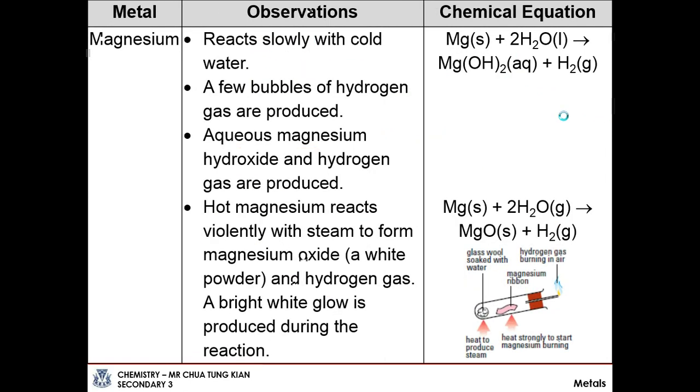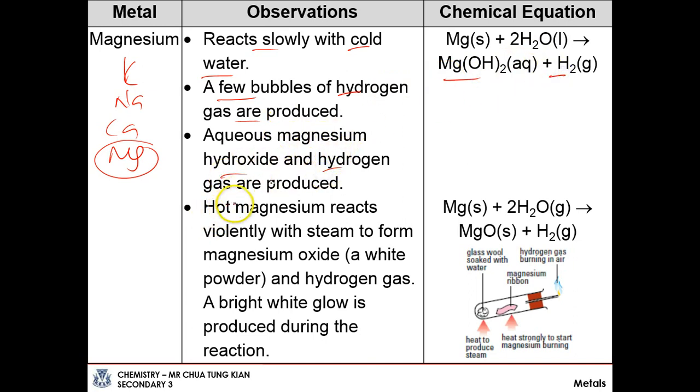Magnesium reacts slowly with cold water. Notice from readily it is now slowly. We are going down the series now: potassium, sodium, calcium, magnesium. So magnesium is one below calcium. Only a few bubbles of H2 gas are produced. We have the same hydroxide and hydrogen gas.